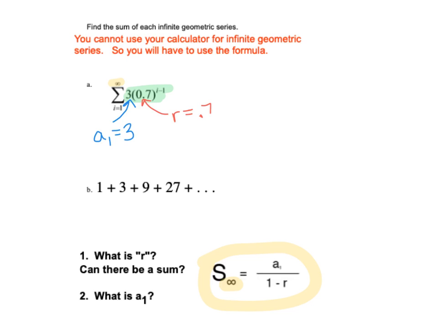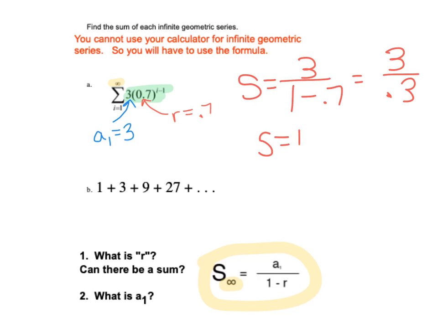But when we go to find our sum, which we'll call S, it equals A sub 1, that's 3, over 1 minus R, which is 0.7. So that's going to be 3 over 0.3. If you go ahead and put that into your calculator, your sum is going to equal 10.